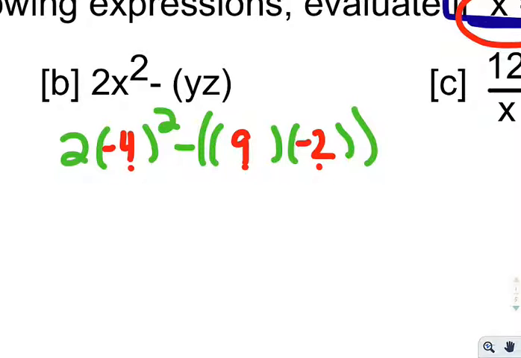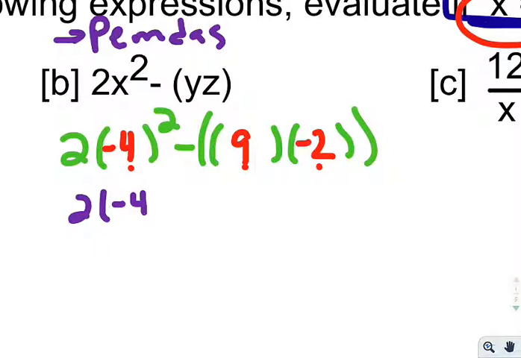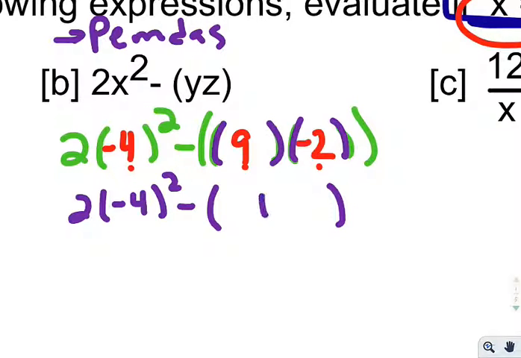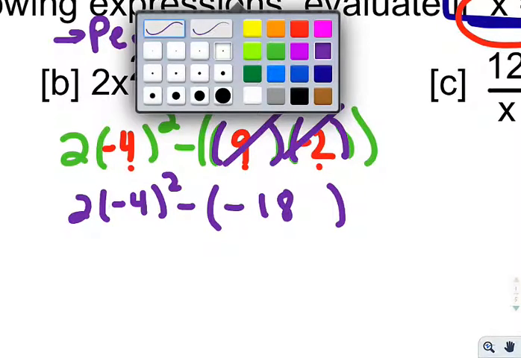So order of operations, which is PEMDAS, indicates that we should do parentheses first. So I have this parentheses over here, so I'm going to rewrite the 2 times the negative 4 squared, subtract off what's going to go on inside the parentheses. Well, what's going on inside the parentheses is going to be a 9 times a negative 2. Again, let's do this in pieces. 9 times 2 is 18. One negative makes the whole thing negative. Okay, so parentheses are done.